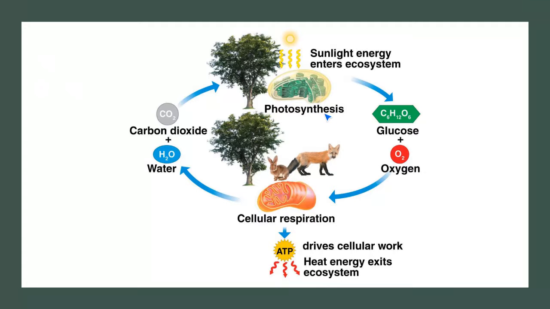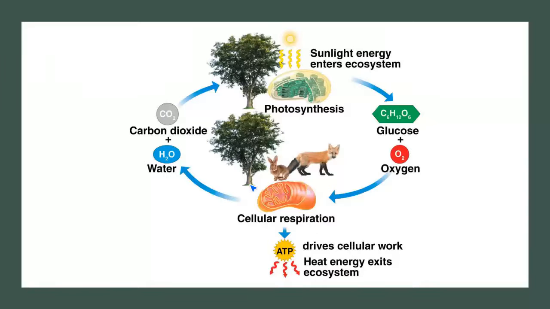What are the products of photosynthesis? Glucose and oxygen. So far, so good? Great. Now, why do we use this glucose and oxygen? Well, not just plants, but also animals and other organisms are going to need the products of photosynthesis, glucose and oxygen, to go through what? To go through cellular respiration. So as you can see here, the products of photosynthesis, glucose and oxygen, are used to go through another process called cellular respiration.